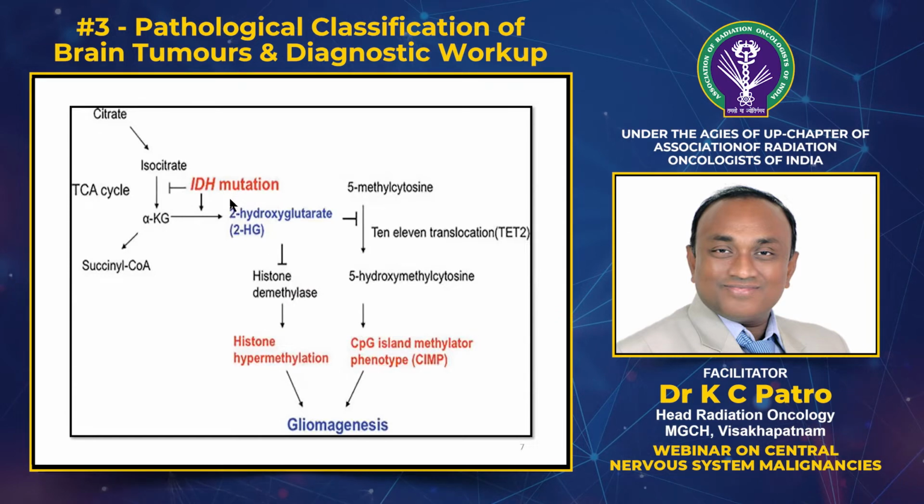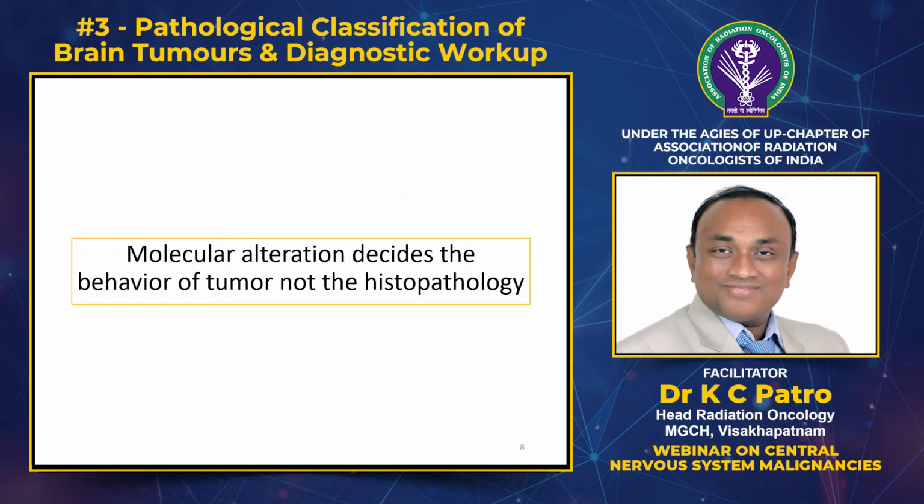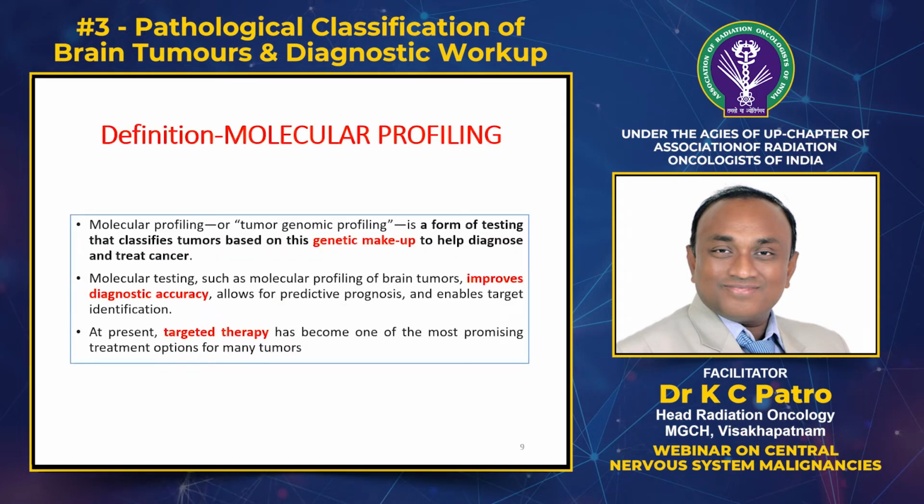IDH1 and IDH2 mutations are most important. Hardly any IDH3 mutation is found. So behavior is decided not by the histopathology; mostly it is decided by the altered molecular behavior. In older days, before 2016, we thought histopathology was important and would decide the behavior. But now the molecular alteration decides the histopathology and the behavior of the tumor, not the histopathology. So what is molecular profiling?